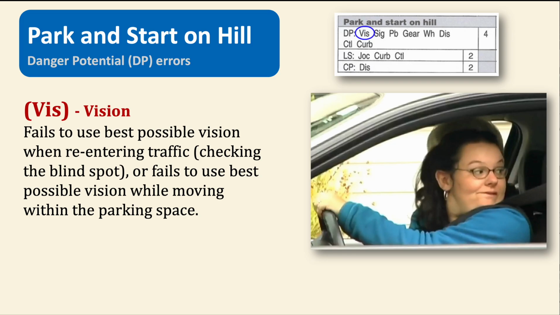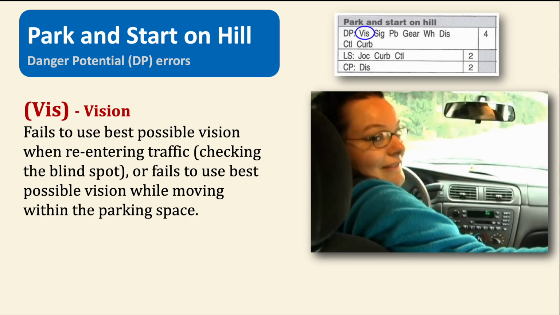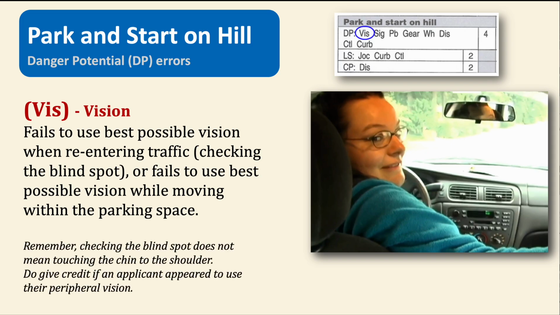First penalty, vision, as it is for most of these. This is when the applicant fails to use best possible vision when re-entering traffic, checking the blind spot over the left shoulder, or fails to use best possible vision while moving within the parking space. So if they pull into the space and decide they want to back up a little bit to get a better position for the wheels, they should be primarily looking in the direction the car is moving. Remember, checking the blind spot does not mean touching the chin to the shoulder. You may like to teach that, and we do as well, but it is not a requirement on the state driving test. Do give them credit if the applicant appeared to use their peripheral vision.